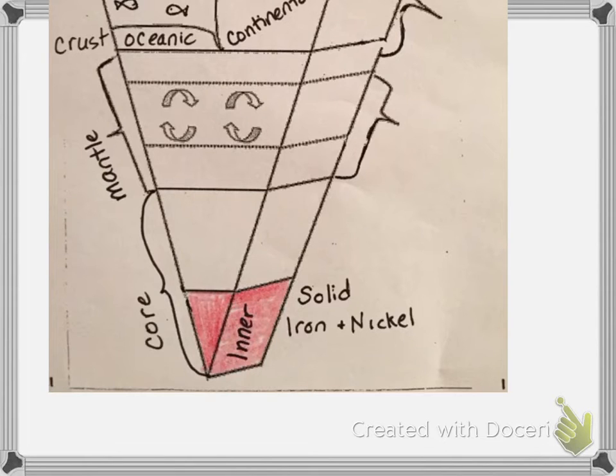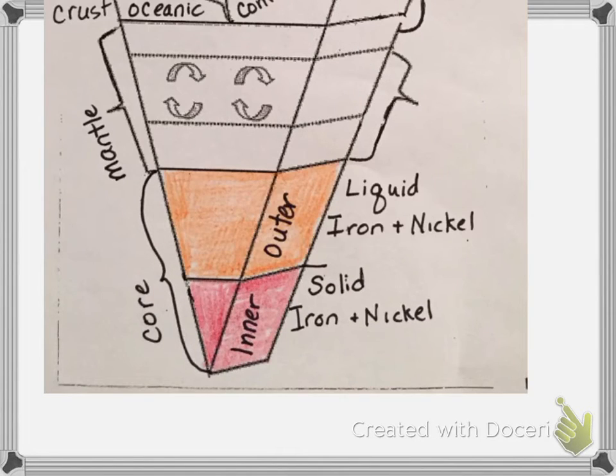Now pause the video and shade the outer core orange, label it outer core, label the state of matter and the composition. Pause the video. So when you labeled the outer core, you should have labeled the state of matter as a liquid and the composition as iron and nickel. So the core is made of iron and nickel, but there are two layers. The inner core is solid and the outer core is liquid.